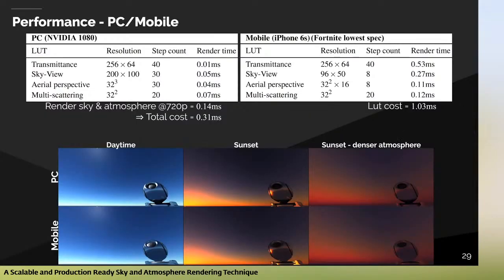Here you can see the performance when building those LUTs on PC and mobile. Please do note that the transmittance LUT can have a lower resolution on mobile and use fewer samples if you are willing to accept minor visual differences. So you can see that on PC it's very fast to render, and on our lowest spec iPhone 6s, we have roughly a 1 millisecond cost of rendering the LUT.